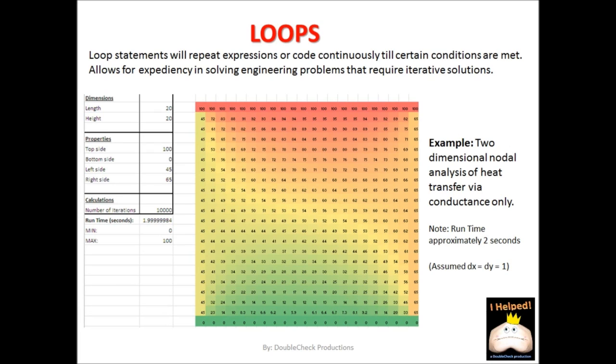For instance, the image here is a snapshot of a two-dimensional nodal analysis involving heat transfer. What we are seeing here is the result of 10,000 repetitive calculations that were carried out using loop statements. This would have taken a person an absurd amount of time to accomplish by hand, but a computer was able to do this in about 2 seconds. A loop statement is a piece of code that repeats until certain conditions are met, and that's what allows us to do a lot of grunt work calculations using them.